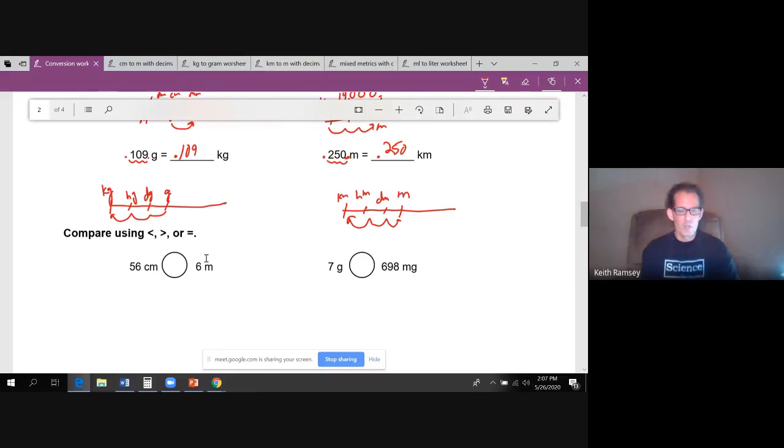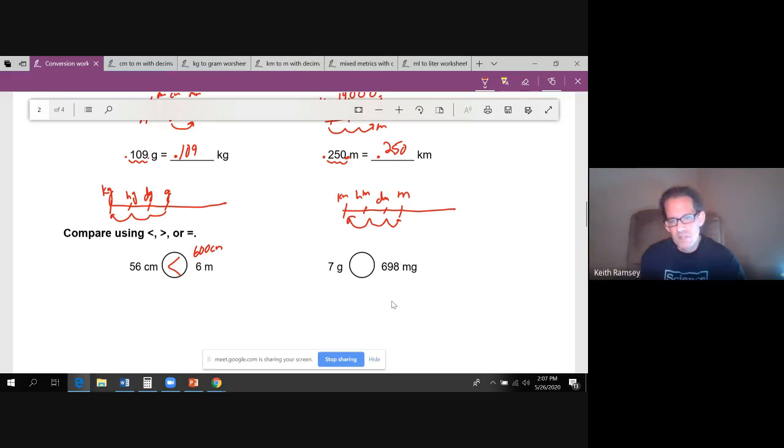All right, let's look at inequalities here. If I have 56 centimeters, is that less than, greater than, or equal to 6 meters? Well, I'd have to convert. So what if I had both of them in centimeters? I know it takes 100 centimeters to equal 1 meter. So 6 meters would be the same as 600 centimeters. Now I can see really easily that 6 meters is a lot more than 56 centimeters. So I would say 6 meters is greater than 56 centimeters.